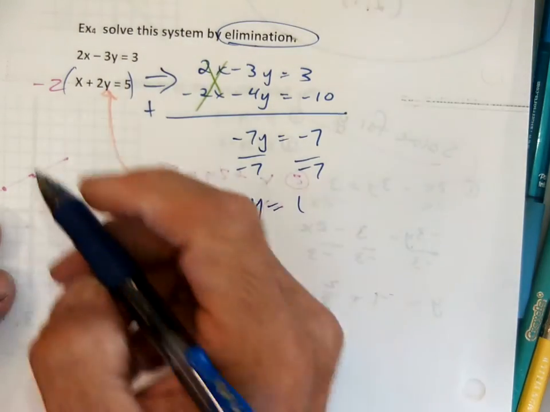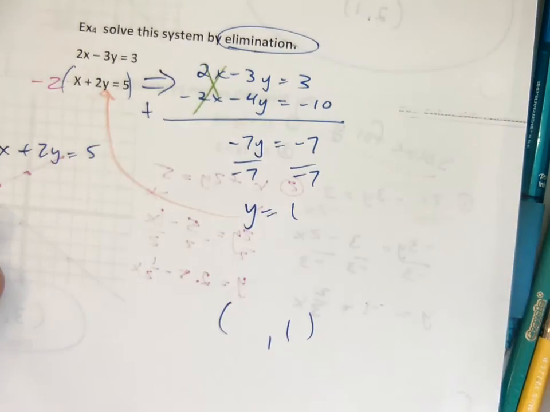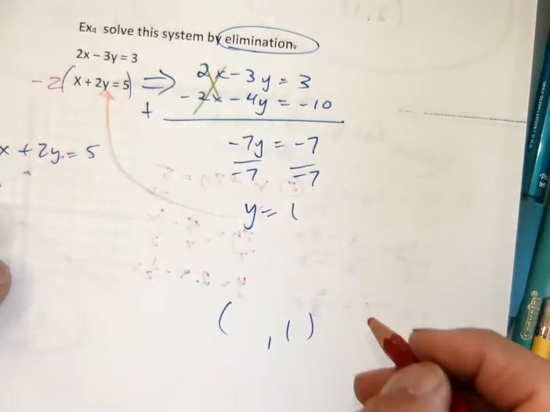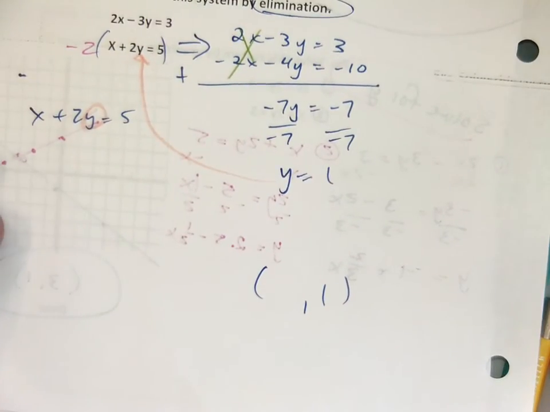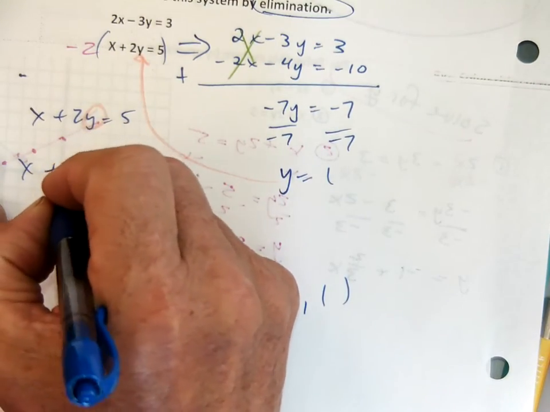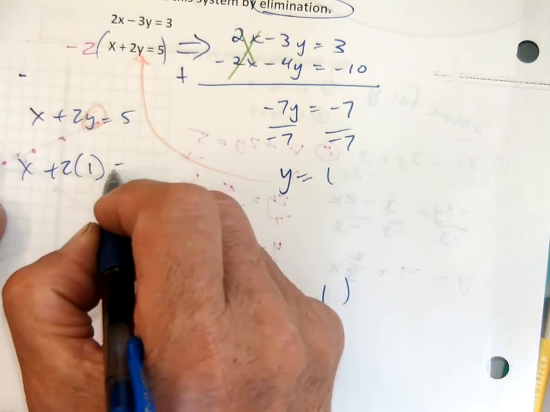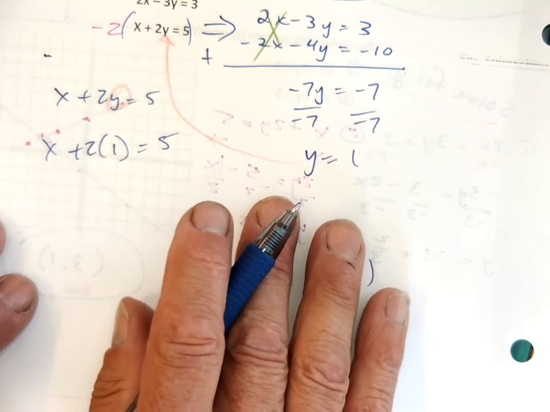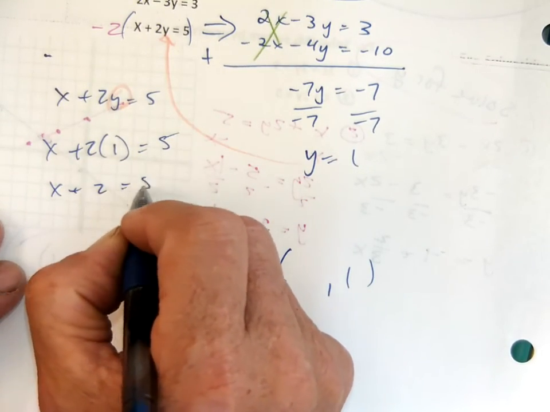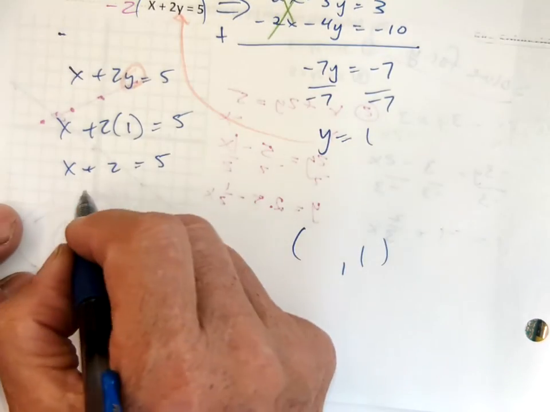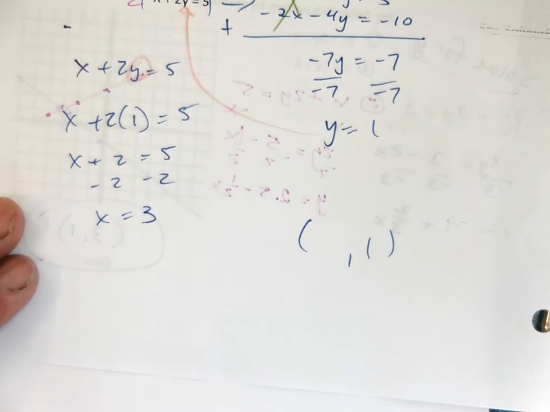So I'm going to rewrite this. x plus 2y equals 5. And I'll put my 1 right there. So I'll rewrite this as x plus 2 times the value of y, which is 1, equals 5. And I'll just solve for the value of x. 2 times 1 is 2. Minus 2, minus 2. There it is.